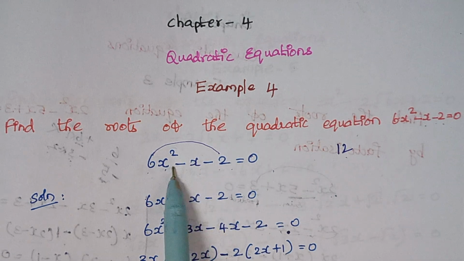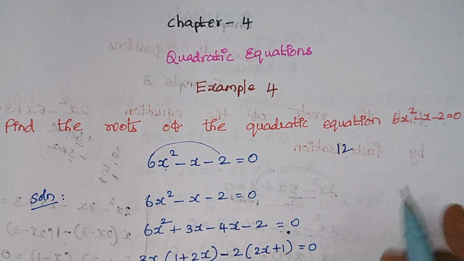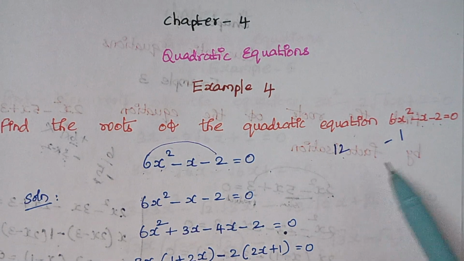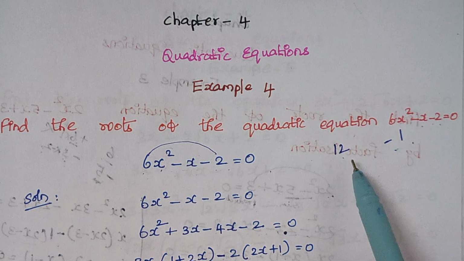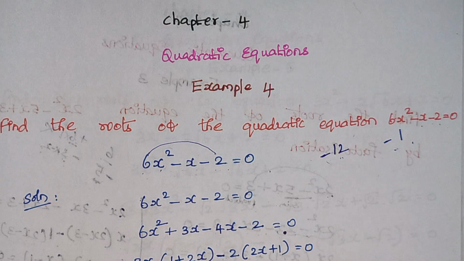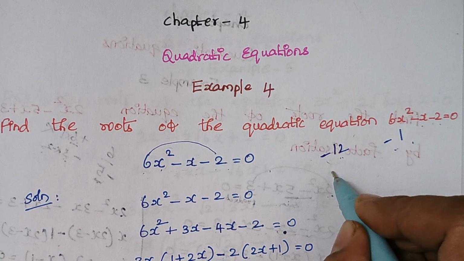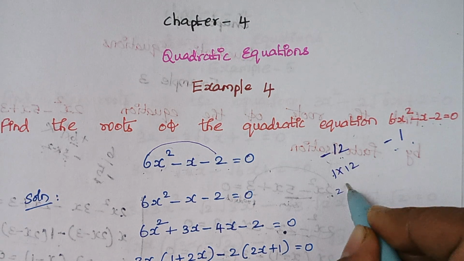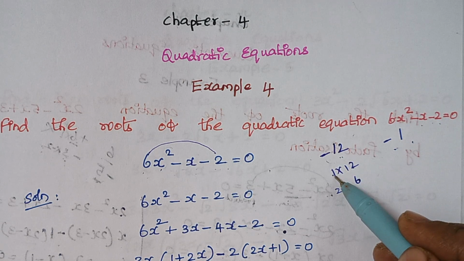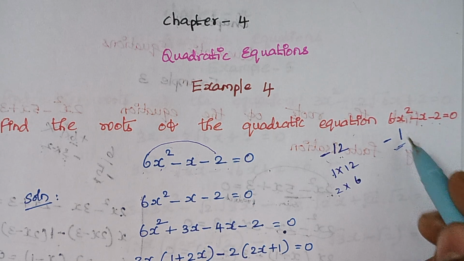And what about the middle term? Here we have minus 1, right? The coefficient of x is minus 1. So we have to select two numbers in such a way that when we add we get minus 1, and when we multiply we get minus 12, right? Here we generally start with 1 into 12 is 12 and 2 into 6 is also 12, but when you subtract 12 and 1 the answer is 11, and 6 and 2 the answer is 4, but what we actually need is minus 1.